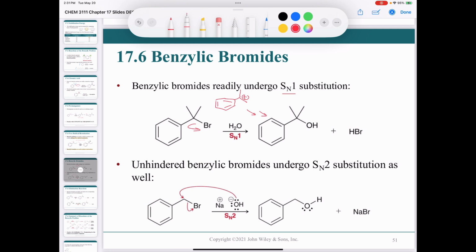Unhindered benzylic bromides, on the other hand, can undergo an SN2 substitution that we see here. This compound is called benzyl bromide. The reason I bring the name up is it's used as a synthetic intermediate quite a bit in organic chemistry. So you can see we're just doing a straightforward SN2 reaction, nucleophilic attack, and loss of leaving group. And now we're ending up with a primary alcohol in this case.